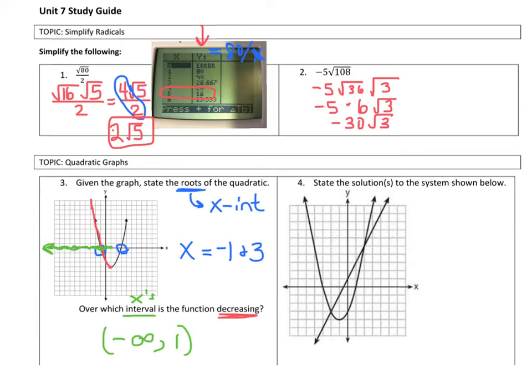Okay, number 4 should be very quick and easy. It's just asking for the solutions to the system. Solutions are, of course, the points of intersection. So we're just looking for where our two graphs cross and naming the points.